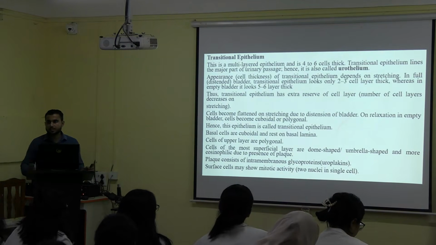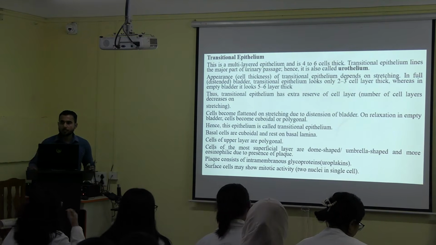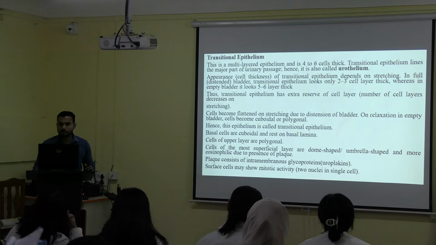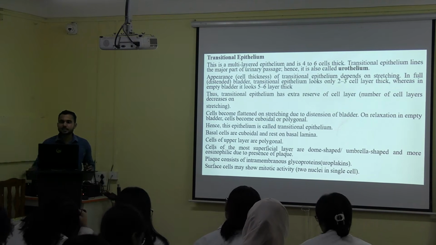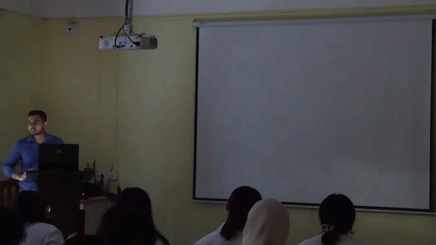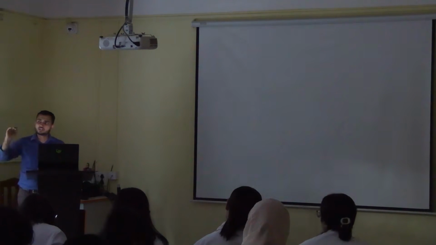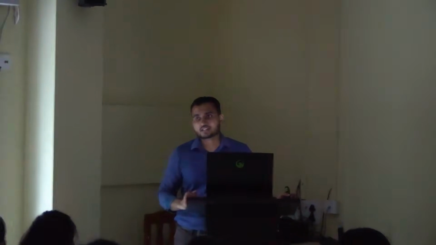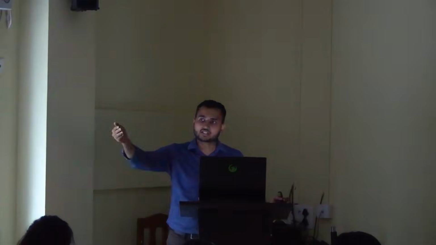Now lastly, the transitional epithelium, also called urothelium. Why? Because it is a specialized epithelium. Though it is multiple layered, it is a specialized epithelium. 4 to 6 layers of cells are present in that particular epithelium. If you see the arrangement, first of all the basement membrane, or you can say the basal lamina, is there. On the basal lamina, multiple layers of cells are there.